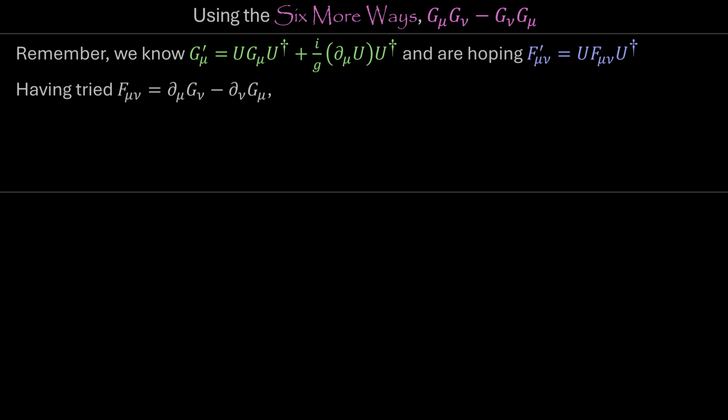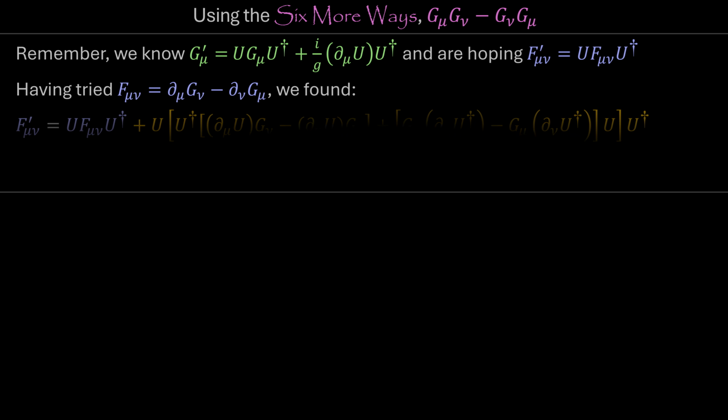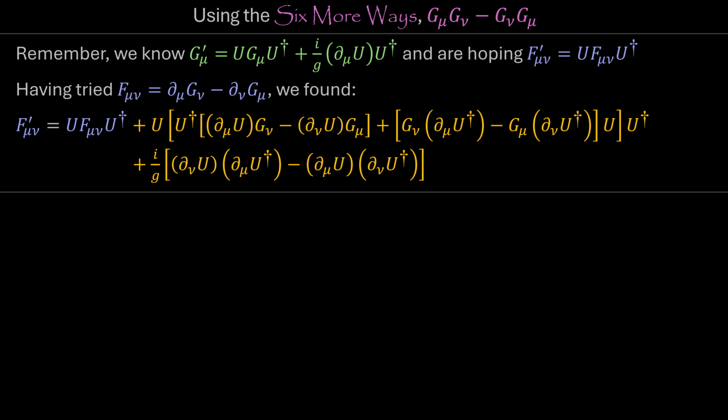Now let's recall the mess that we found earlier, the shape of our failure, when we tried the 6 ways, that F mu nu in the new gauge is indeed F mu nu in a U U dagger sandwich, but then it's plus all this other mess, and that's no good. So, if there's any hope of using the 6 more ways to cancel out all that mess, then we're going to have to cancel out both the top orange line and the bottom blue line.